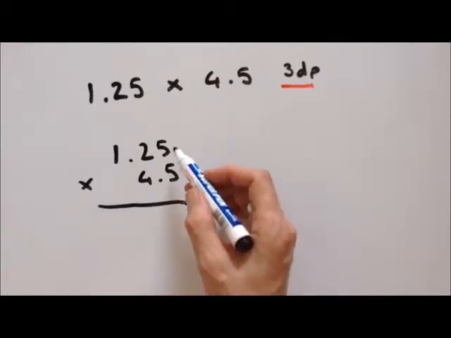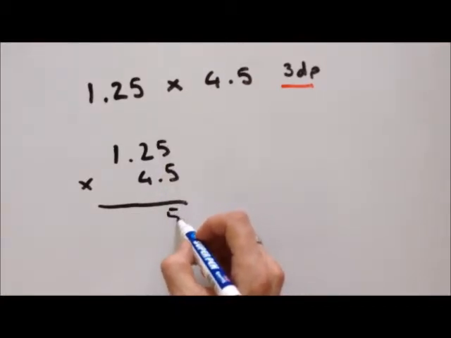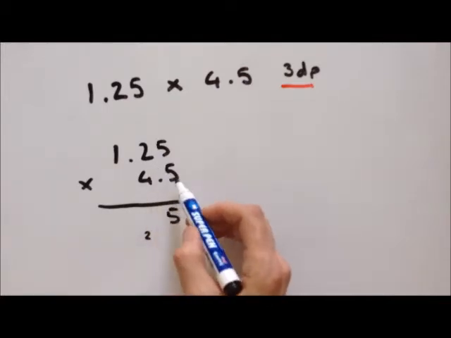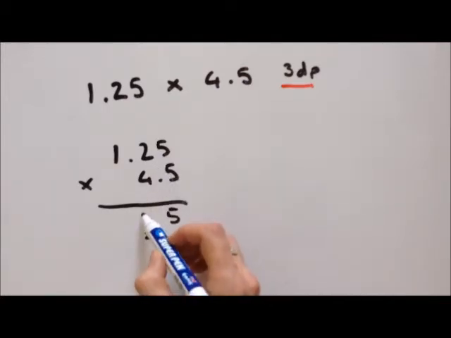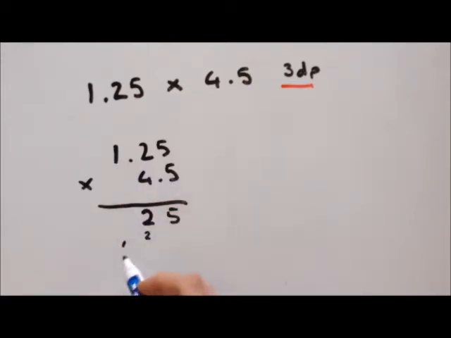So 5 times 5 is 25. Put 5 here, and 2 here. 2 times 5 is 10, plus this 2 is 12. Put the 2 there, put the 1 there. 1 times 5 is 5, plus this 1 is 6.